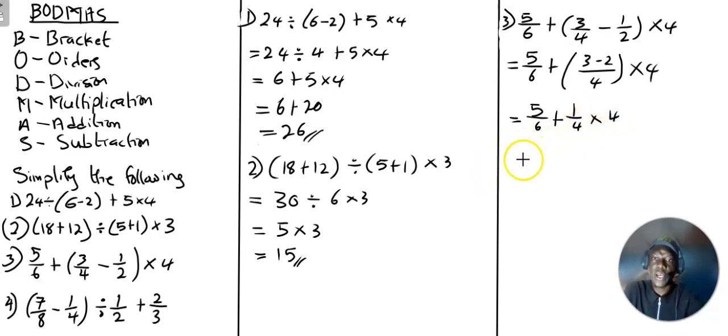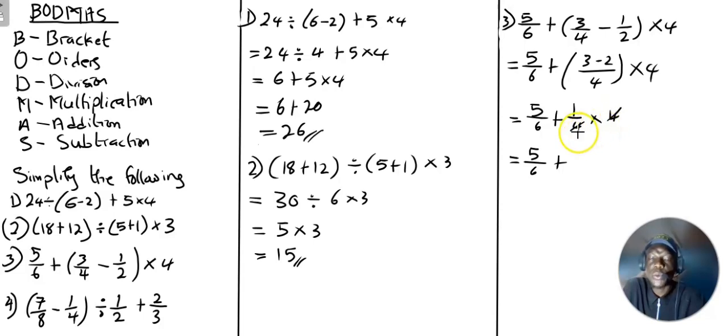Now the next thing we have here is equal to, after the subtraction, after the bracket, we have division, but there's no division sign here. There's no division sign here, so we are solving the multiplication sign. So you have 5 over 6 plus 1 over 4 times 4. 1 over 4 times 4, the 4 we cancel out.